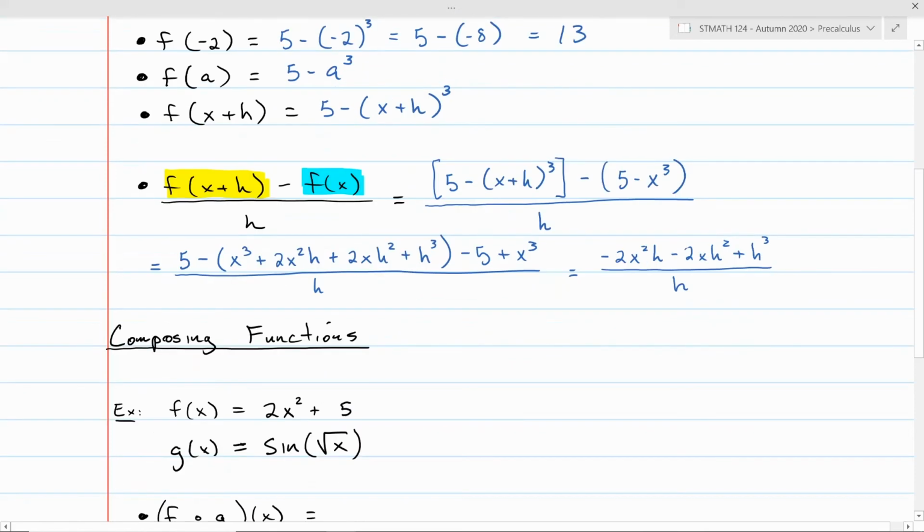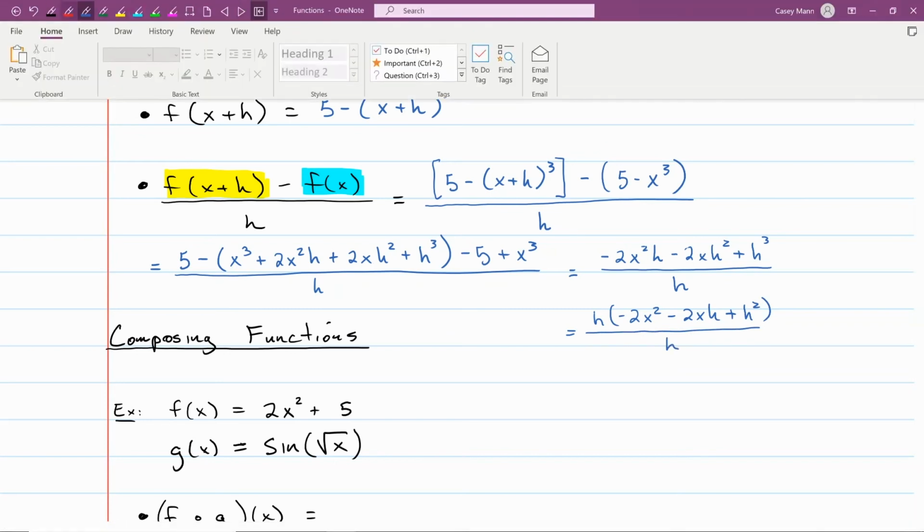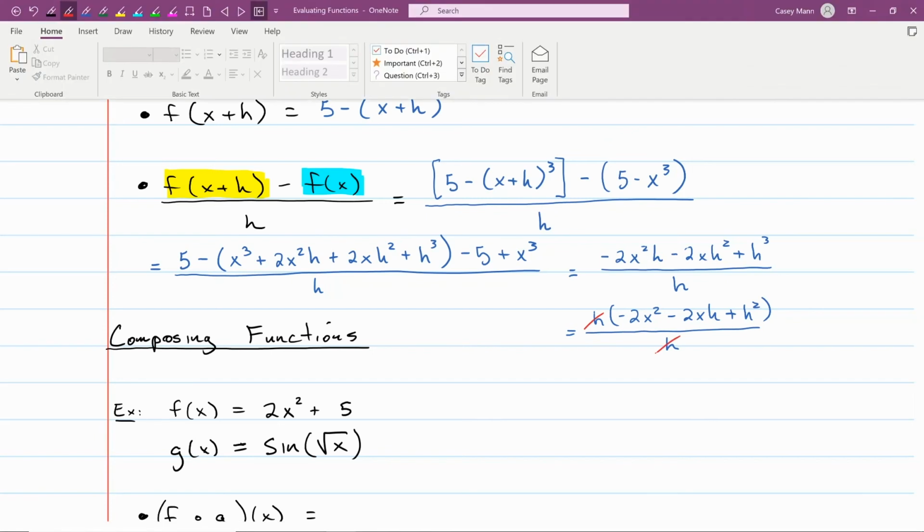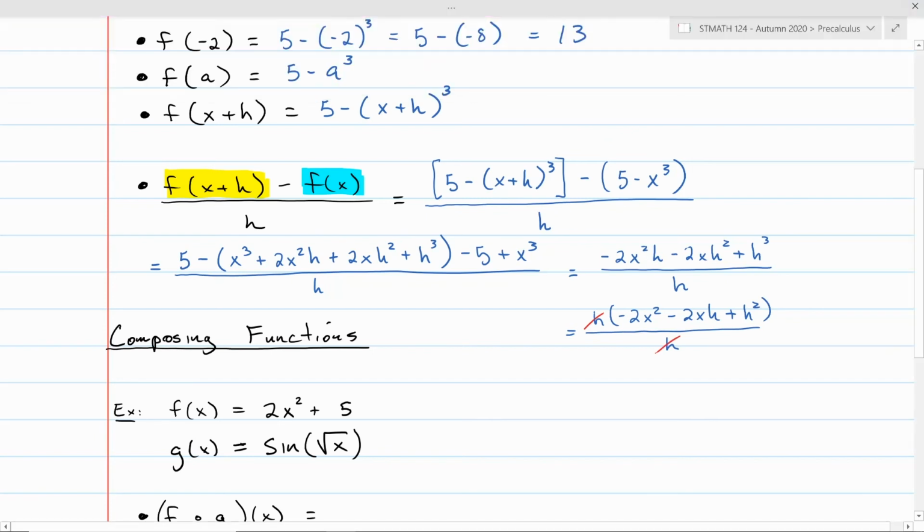And then you may notice that an h can be factored out of the numerator, leaving you negative 3x squared minus 3xh minus h squared all over h. And now I've got a factor of h in the numerator and a factor of h in the denominator, and I can cancel them, just leaving 1 in the denominator. So the final answer would be negative 3x squared minus 3xh minus h squared.